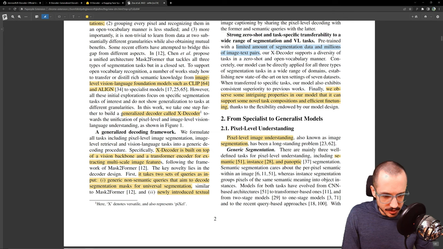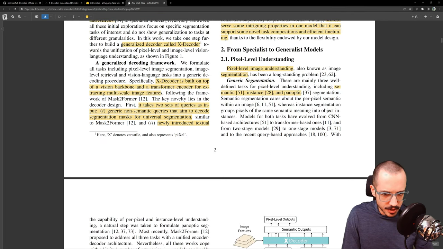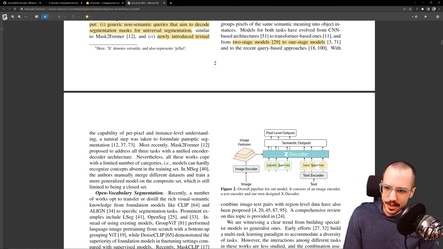Semantic cares about per pixel semantic, whereas instance segmentation groups pixels of the same semantic meaning into object instances. Models for both have evolved from convnets into transformers, and from two-stage models to one-stage models. Yeah, so you're getting a simplification of all the kind of models in computer vision too as time goes on. Capability of per pixel and instance level understanding. Yeah, so current state of segmentation models is that they're trained for specific things such as autonomous vehicles or the COCO categories, and then once you try to go beyond those categories, they can't recognize anything, so they don't generalize well.